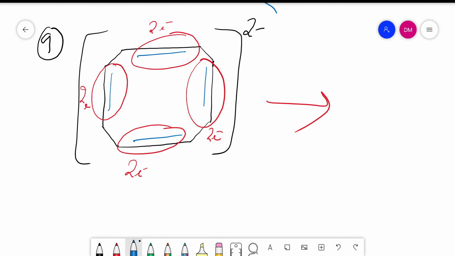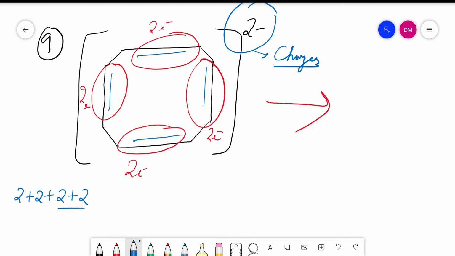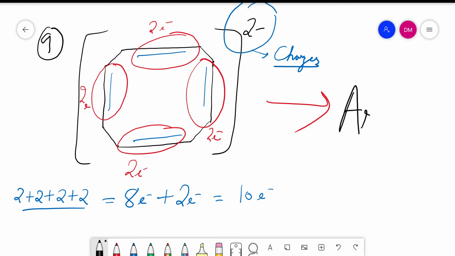Have you seen these two over here? Whenever you see any kind of charges, you have to consider that also. Inside, 2 plus 2 plus 2 plus 2, 8 electrons are present, and outside 2 minus is the charge, and you have to also add that charge as plus 2 electrons. So now it will give 10 electrons. 10 electrons means it is aromatic. Simple.